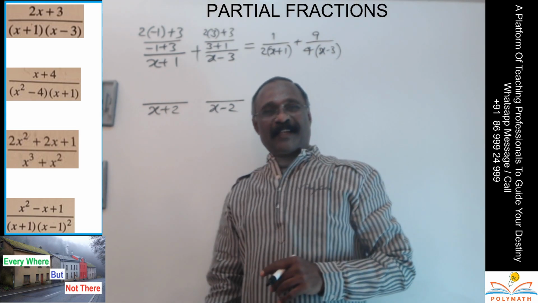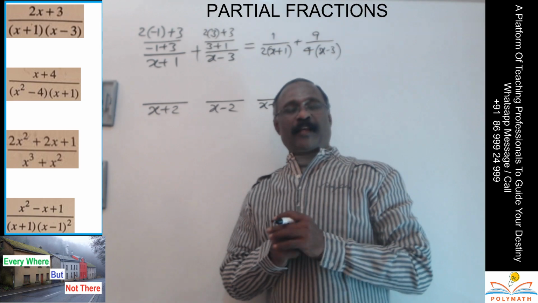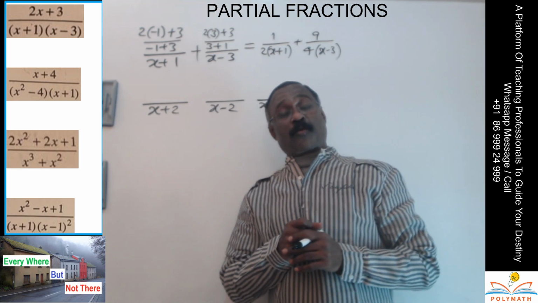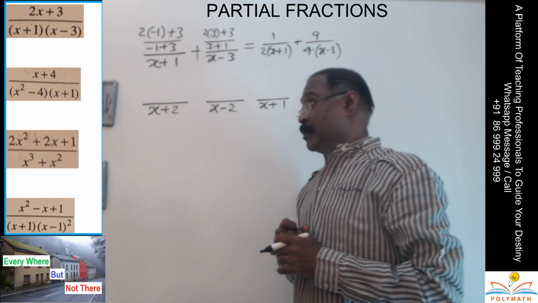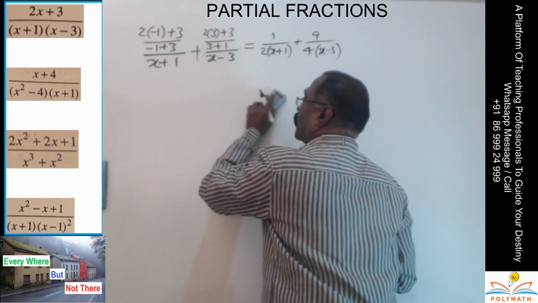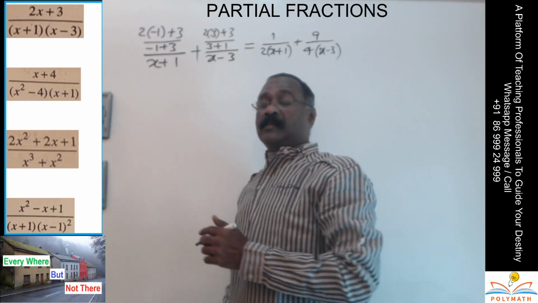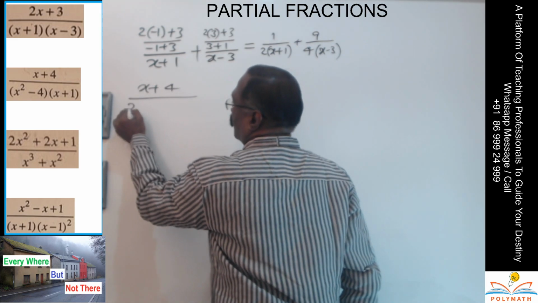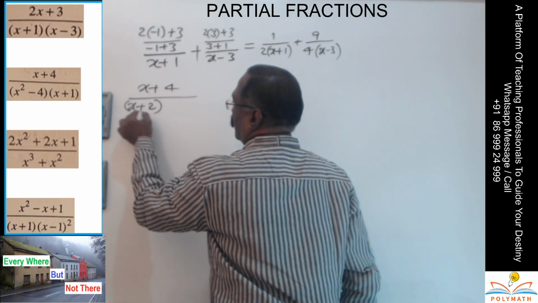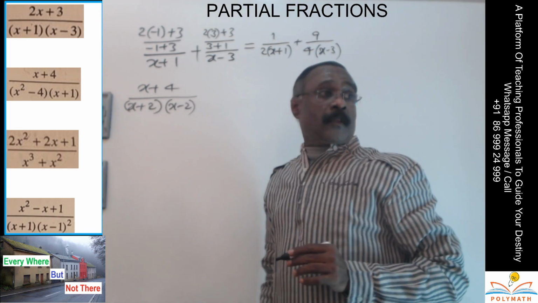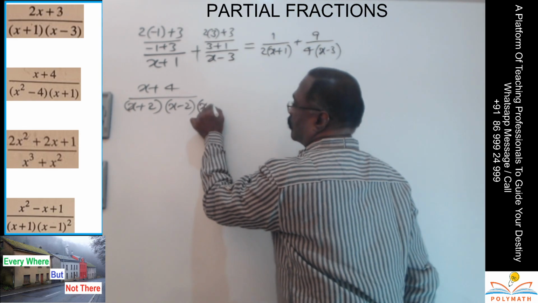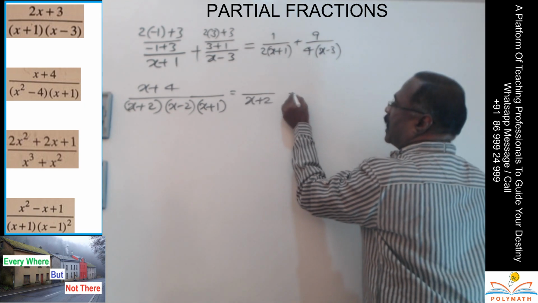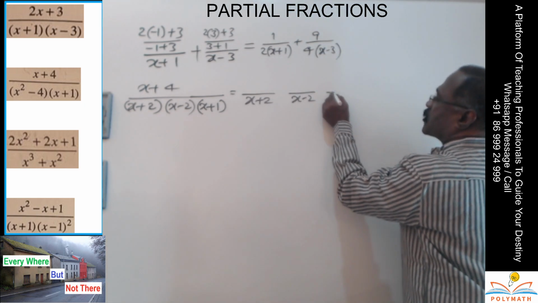What is to be done? Put x plus 2 equal to 0 everywhere, but not there. But you have to write that x square minus 4 as x plus 2 into x minus 2. Let me show you that also. Before writing this, let me split the factors. x plus 4 divided by x plus 2 into x minus 2 into x plus 1 is equal to x plus 2, x minus 2, x plus 1.